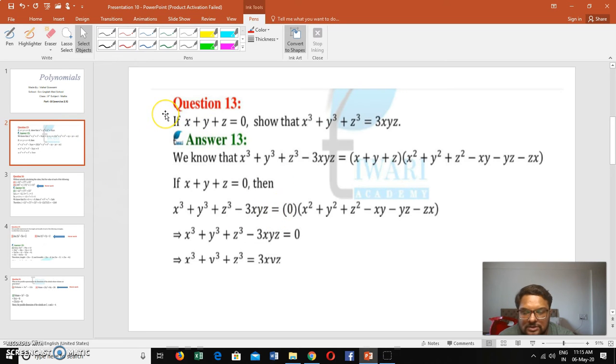Here we are going to continue with question number 13. It's all about this: if x plus y plus z is equal to 0, as a condition, show that x cube plus y cube plus z cube is equal to 3xyz. We have to prove this.